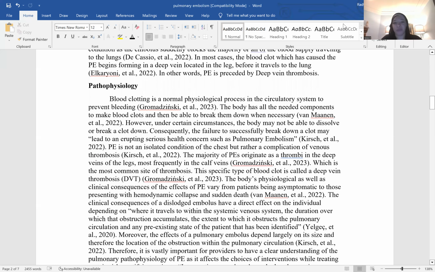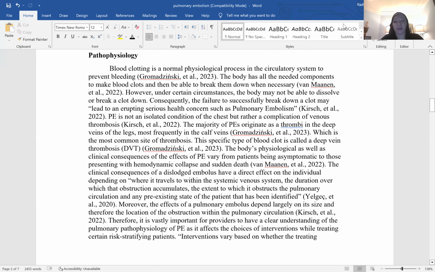The pathophysiology of PE. Blood clotting is a normal physiological process in the circulatory system to prevent bleeding. The body has all the needed components to make blood clots and then be able to break them down when necessary. However, under certain circumstances, the body may not be able to dissolve or break a clot down. Consequently, the failure to successfully break down a clot may lead to an emerging serious health concern, which is PE.